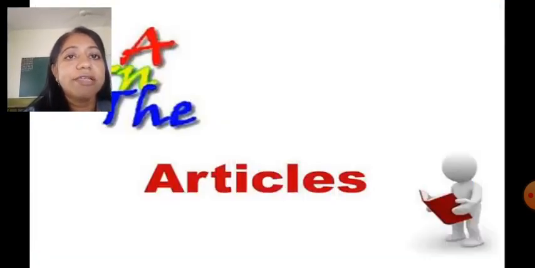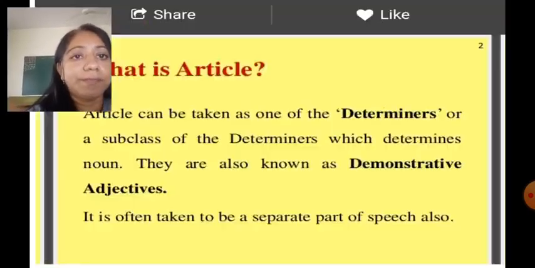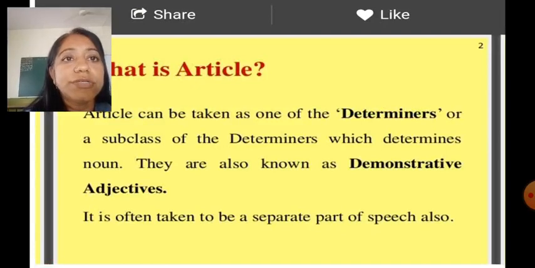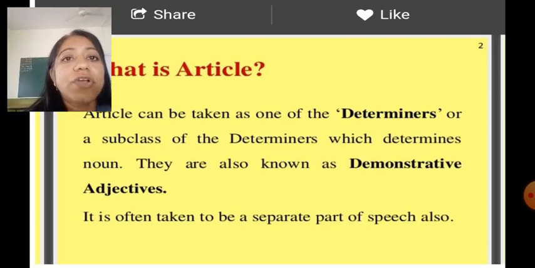Today we will study chapter number 8, articles, that is a and the. Students, what is an article? An article can be taken as one of the determinants, or a subclass of the determinants, which determines a noun. They are also known as demonstrative adjectives. It is often taken to be a separate part of speech also.